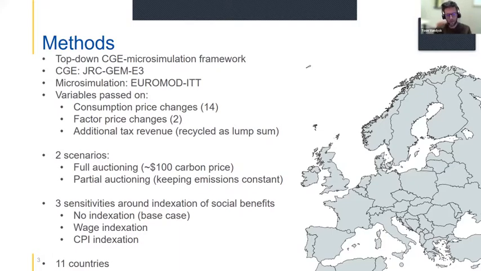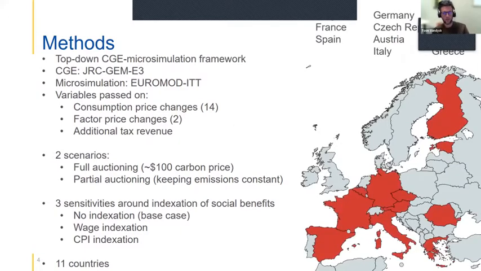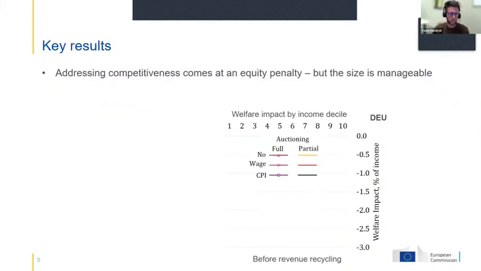Then I will also show later three sensitivities that develop around the indexation of social transfers, pensions, unemployment benefits, etc. The base case does not consider indexation. And then we have two variants that look at wage-based indexation or consumer price index-based indexation. And we look at 11 EU countries. I will focus here, given the time constraint, mainly on one country, but I will refer you to the paper if you're interested to compare how it looks across different countries.